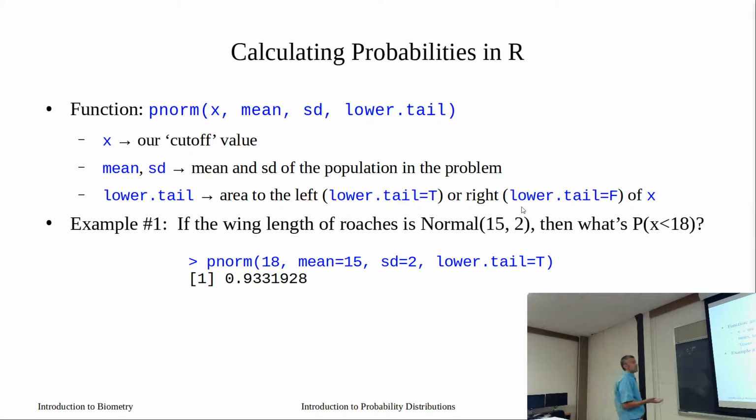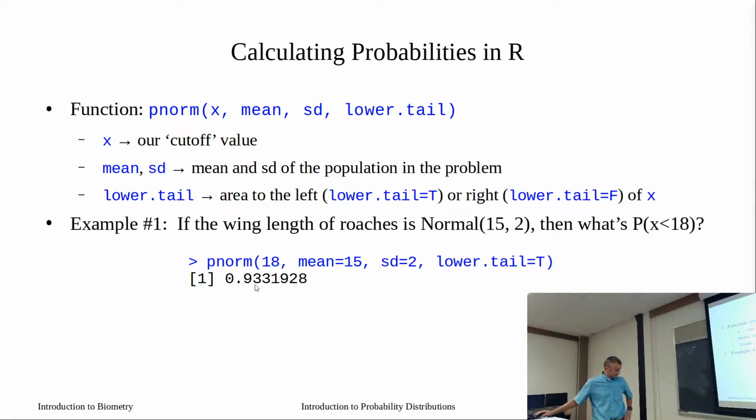All right, so here's an example. If the wing length of roaches is a normal distribution of 15 and 2, then what's the probability we find a roach with a wing length of 18? This is the exact same example problem that we worked with up here, where I showed you how to calculate the Z and how to use the table. Well, in R, all you have to do is say, I want pnorm of 18. The distribution that I'm working with is a mean of 15, standard deviation of 2, and lower dot tail equals T because we want to the left of that point. We didn't do our Z's. R is going to do it.